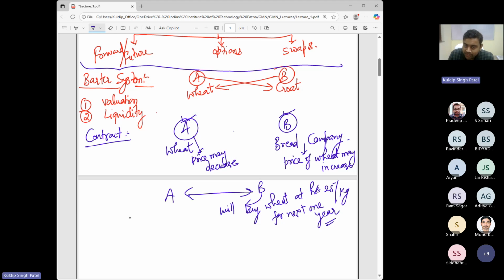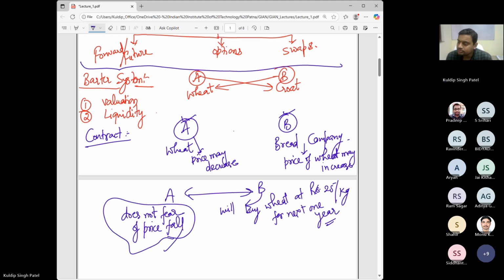He also does not have fear of a price fall. Suppose he is having fear. Suppose the price goes to 23, what will happen? The price goes to 22, what will happen? In this situation, he also does not have any fear, because he is also okay that, I'm going to get the price of rupees 25 per kg for my wheat throughout the year, and that is fair enough.